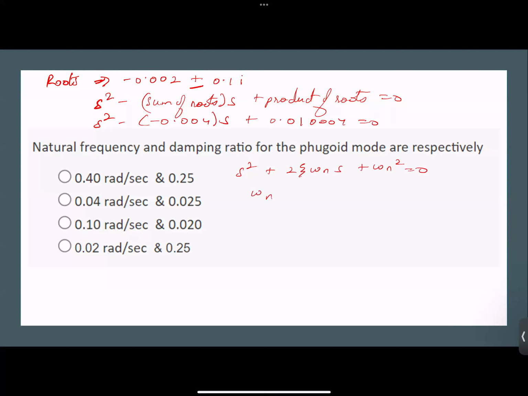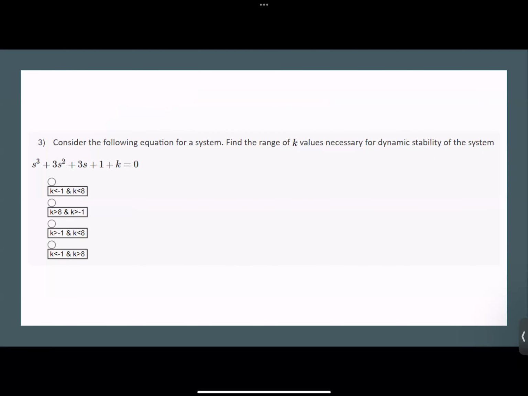What do you get? Omega n is 0.1, right? And zeta is 0.002 by 0.1, and then you get 0.02. So they've asked you for natural frequency and damping ratio. Natural frequency is 0.1 and the damping ratio is 0.02. Okay, let's look at the next question.